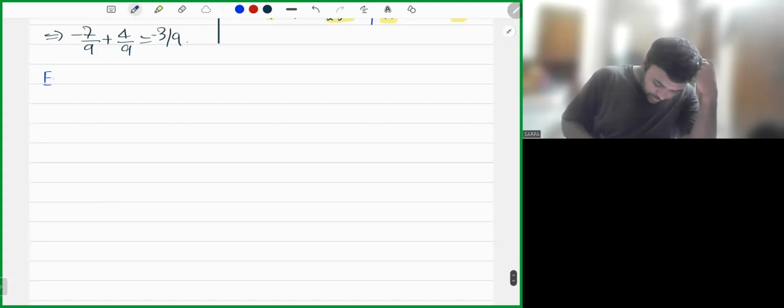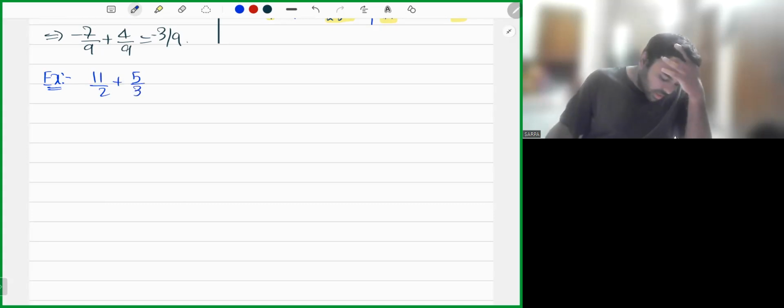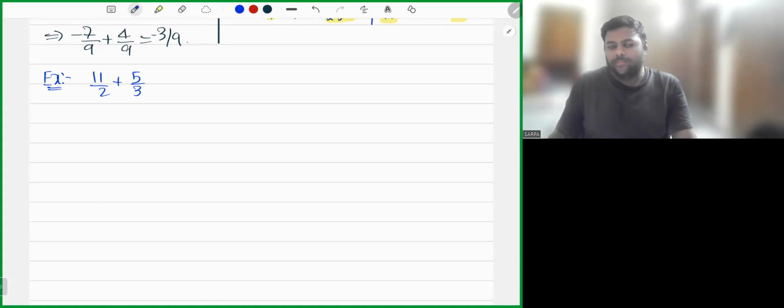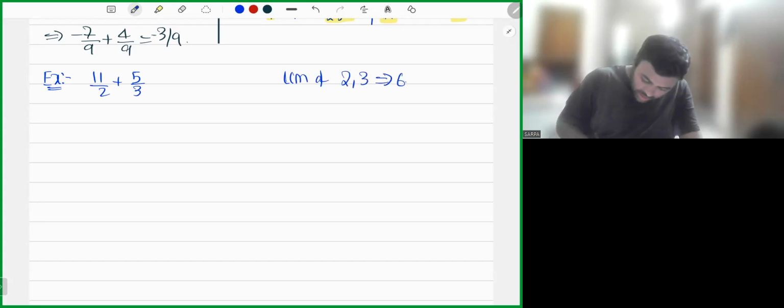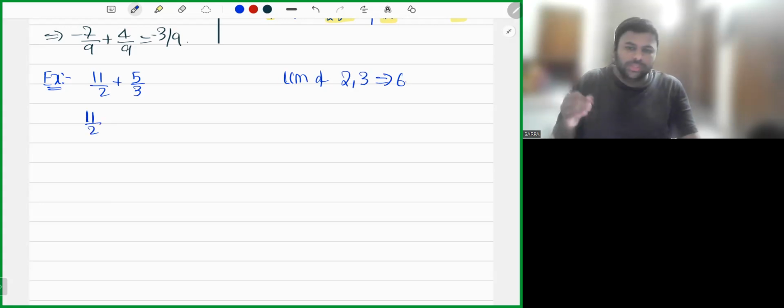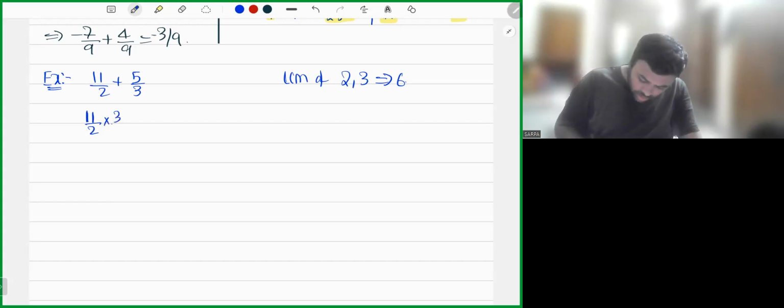Say for example, I am having 11 by 2 plus 5 by 3. I want to add these two. You can convert them into numbers and add. That is one way to add. Or else you can convert them into like fractions. How will I convert them into like fractions? First, I'll calculate the LCM of 2 and 3. You remember what is the LCM of 2 and 3? 6. Okay. This 11 by 2, what is there? 2 is there in the denominator. I have to convert it into 6. How will I convert it into 6? By multiplying with 3. Now you remember the rule, numerator and denominator, both I should multiply by 3.